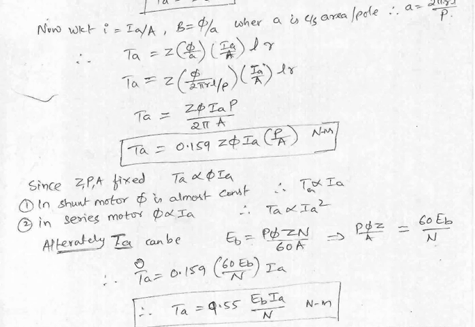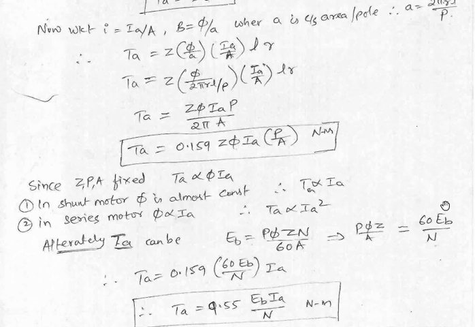The same equation can be represented in an alternate way. Alternately, we know the back EMF is given by EB is equal to P phi Zn divided by 60A. From this equation, we rearrange: P phi Z divided by A is equal to 60 EB divided by N.